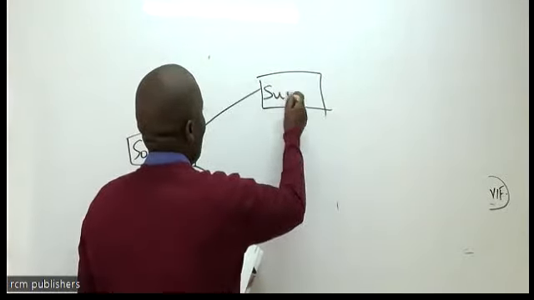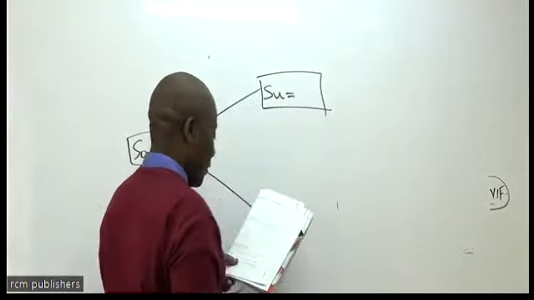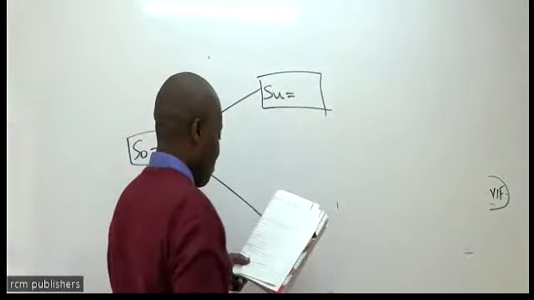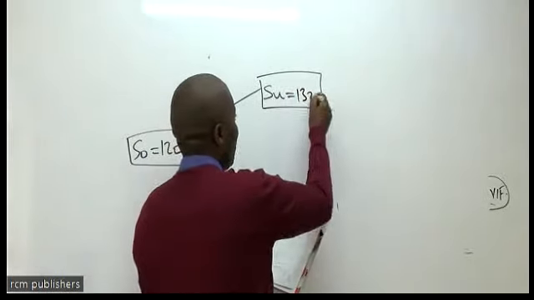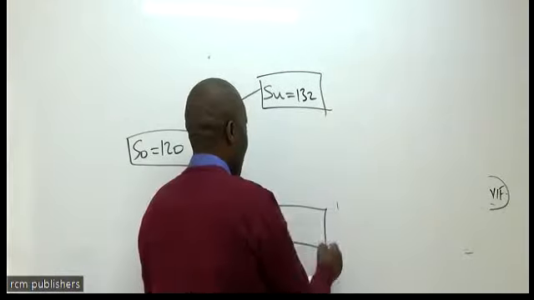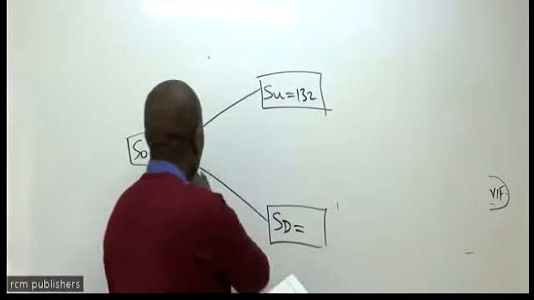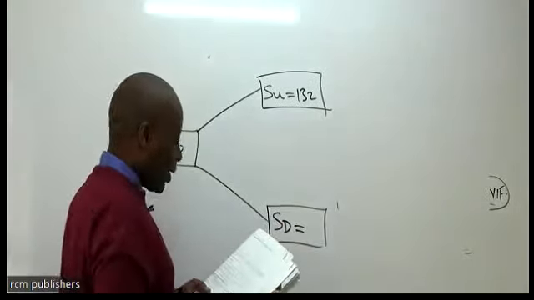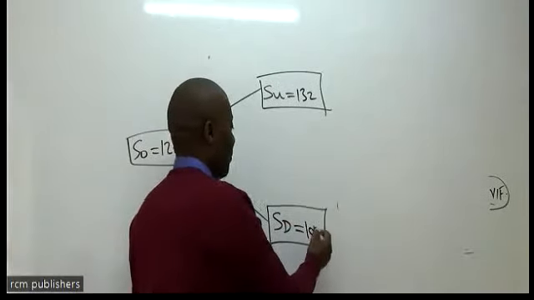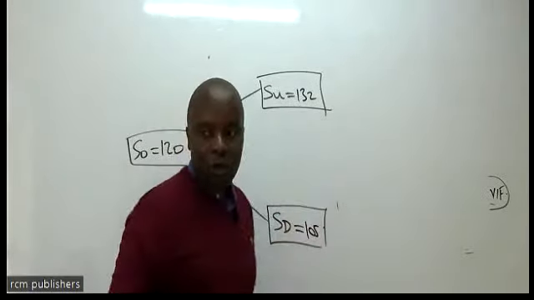We have the stock price going upward. If things are okay, after 1 year, it will be worth 132. And then we have in this case S down, so less than 120, down. It will be 105.